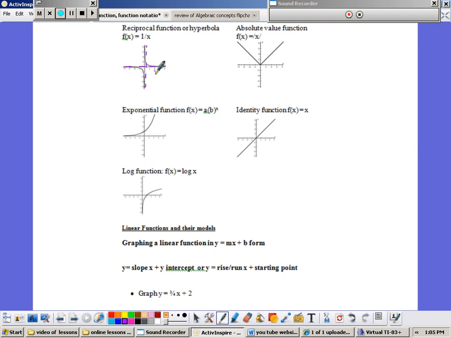A linear function is in the form of y equals mx plus b, where m is your slope and b is your y-intercept. Slope is also considered your rise over run, and the y-intercept is also considered your starting point. So if I wanted to graph a linear function, I start at my starting point, which is my y-intercept of 2, and I put a dot at 2. Then I rise 3 and run 4. Graphed. Very easy to graph in y equals mx plus b form. It's actually considered the graphing form.